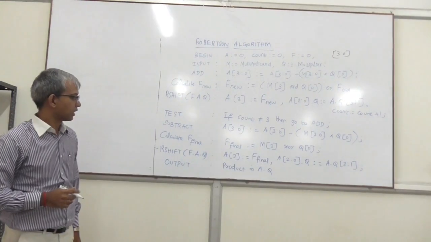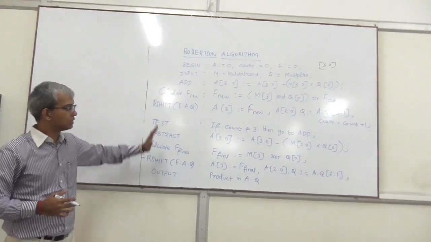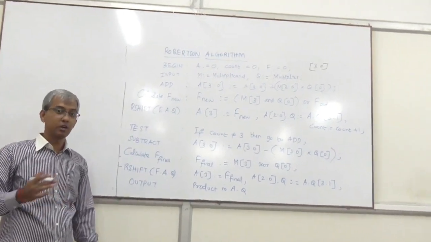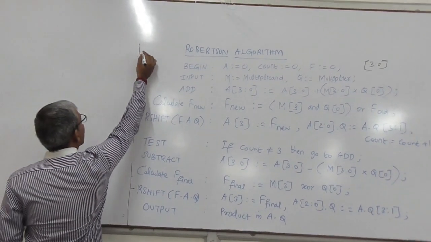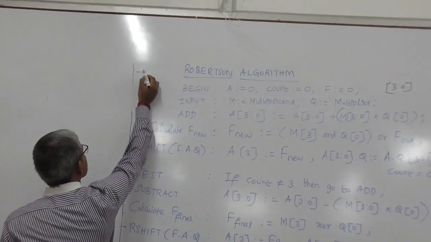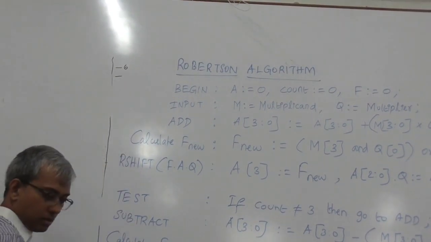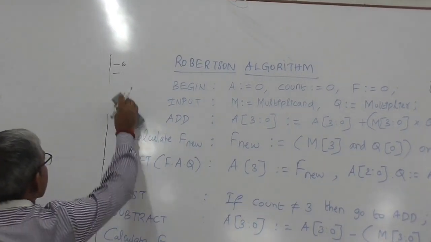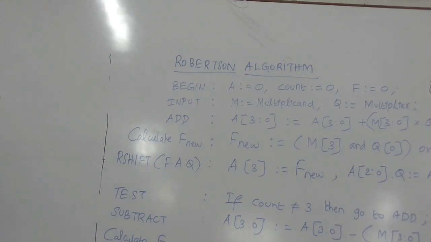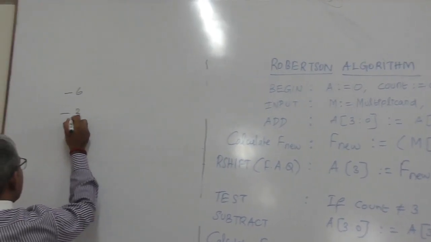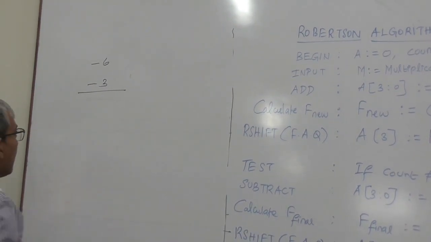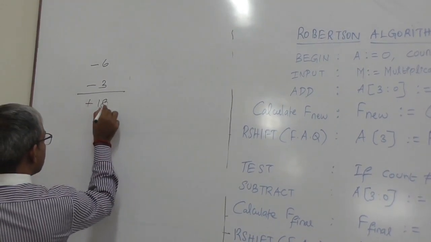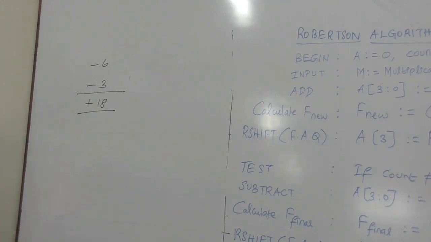Next we will see how this algorithm works with an operand. We will take one sample operand. Let me take minus 6 and minus 3. Let me write it here. Minus 6 and minus 3. I am going to multiply these two operands by using this Robertson algorithm, and I expect the final result to be plus 18. We'll see how this algorithm works.